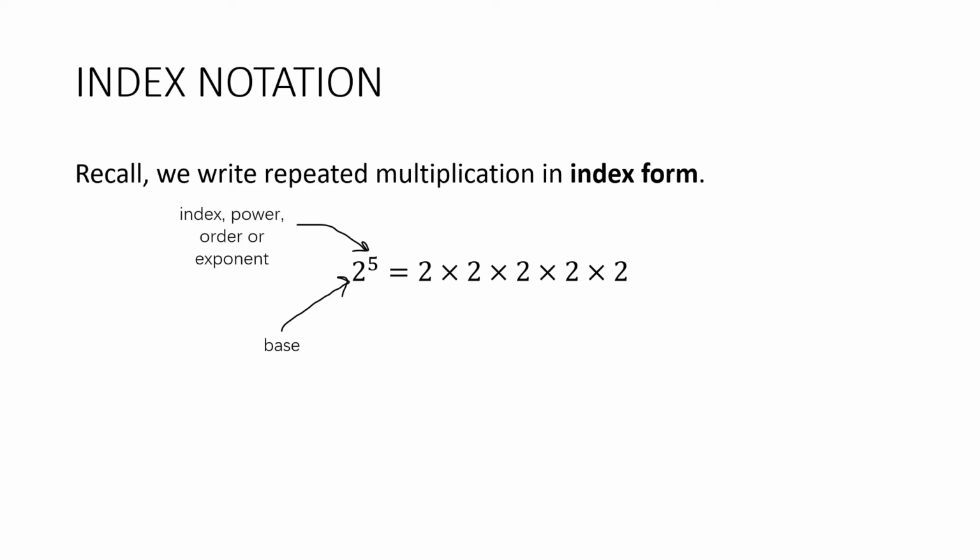Okay, let's move on to our last part of this lesson, which is indices. We'll start with index notation. Recall we write repeated multiplication in index form. This is the base, and this is called the index, the power, the order, or the exponent. And it means 2 times 2 times 2 times 2 times 2, the base number multiplied by itself a total of 5 times.